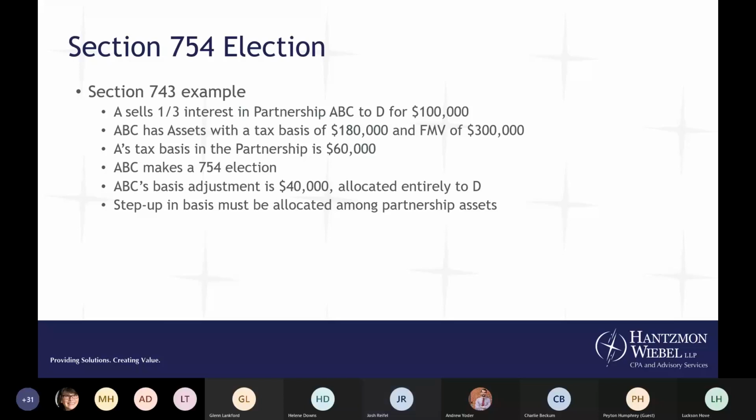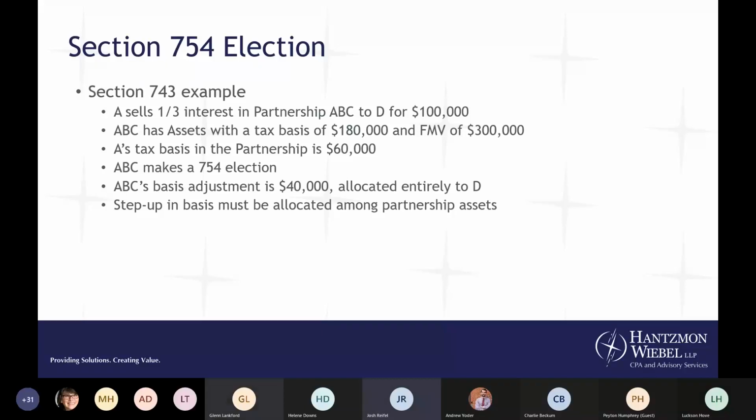All right. So in this case, A is going to make a Section 754 election under 743, the exchange or sale transfer of partnership interest. And ABC's basis adjustment is going to be $40,000. That's the difference between the basis of the partnership interest and the fair market value that D paid for it. And that adjustment is going to be allocated entirely to partner D, the new partner, which essentially brings their basis up to the $100,000 that they paid in order to acquire this interest in the partnership.